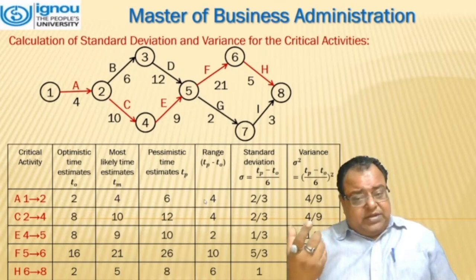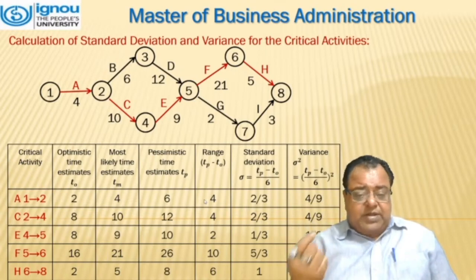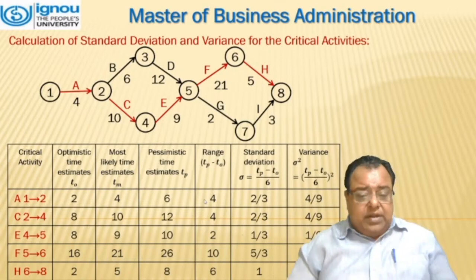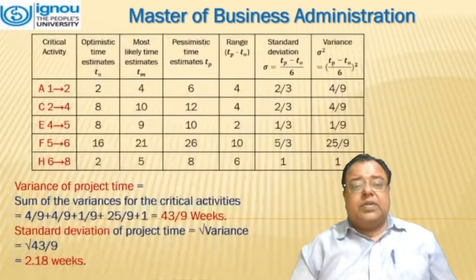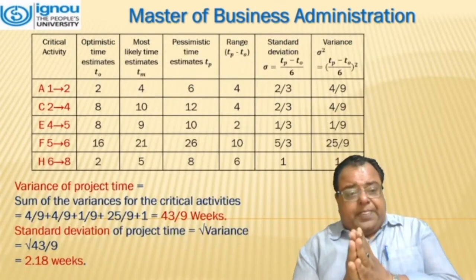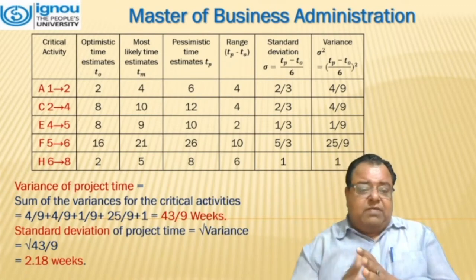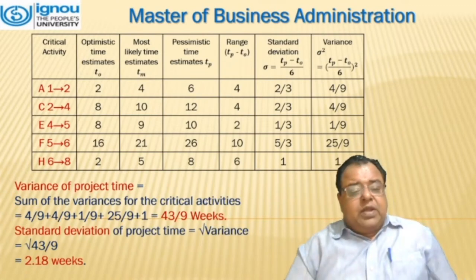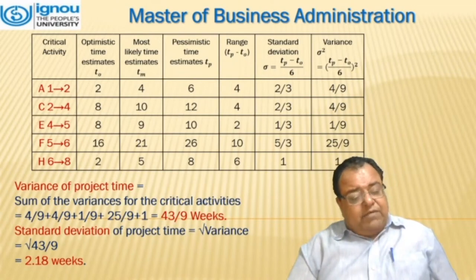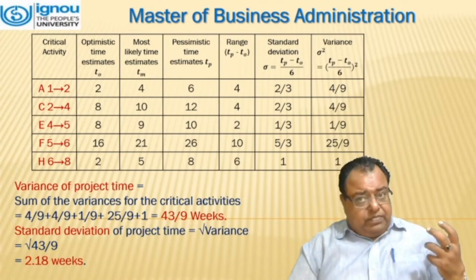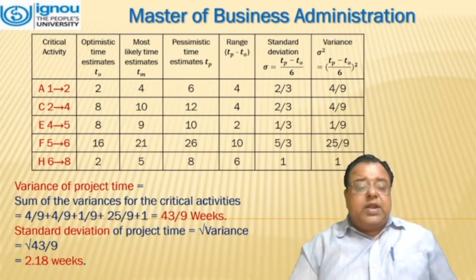Now comes the variance. Variance is denoted by sigma square, which is the square of the standard deviation. So we will be just squaring up all these numbers. Now, we have to calculate the variance of the project time. The last column will be summed up, which comes out to be 43 by 9 weeks. We have to calculate the standard deviation, that is the square root of variance, meaning the square root of 43 by 9, which comes out to be 2.18 weeks.